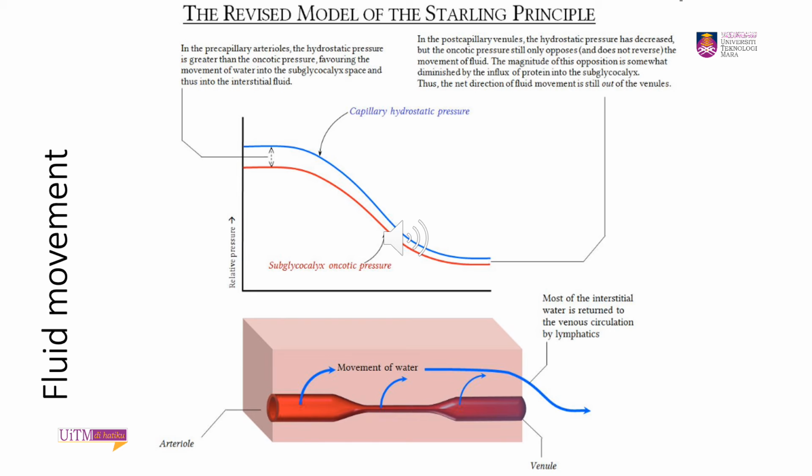However, there is now another layer that maintains water in the intravascular compartment, which is the glycocalyx layer. And with this, there is a new theory of revised capillary Starling's law, whereby the fluid will be moving from the capillary into the interstitium and from the interstitium back into the plasma via lymphatics.